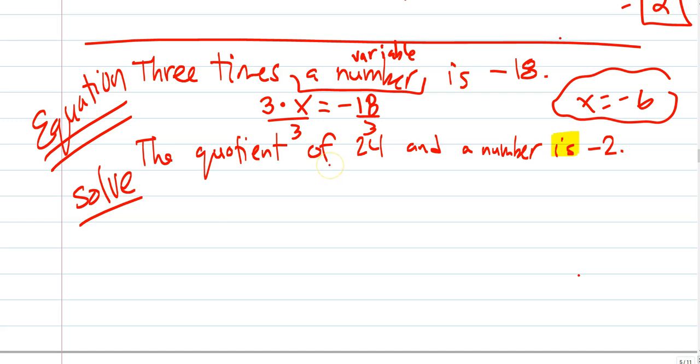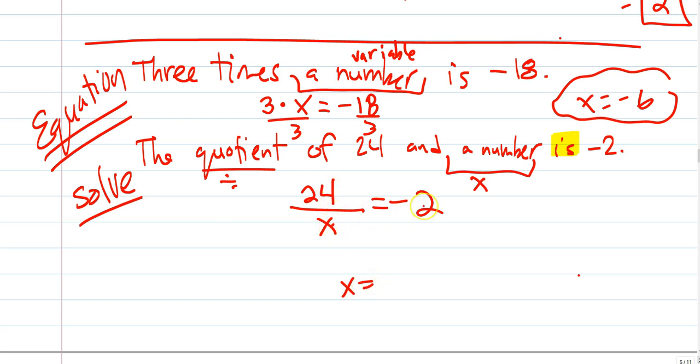The quotient of, we are dividing, okay? 24, quotient means divide, divided by a number. What do we put for a number? X. Is, once again, means equals negative 2. This is not one that I actually want to do algebraically. I could multiply both sides by x and then divide. You're going to create several steps. This is one where it's actually, I think, easier to do this logically.